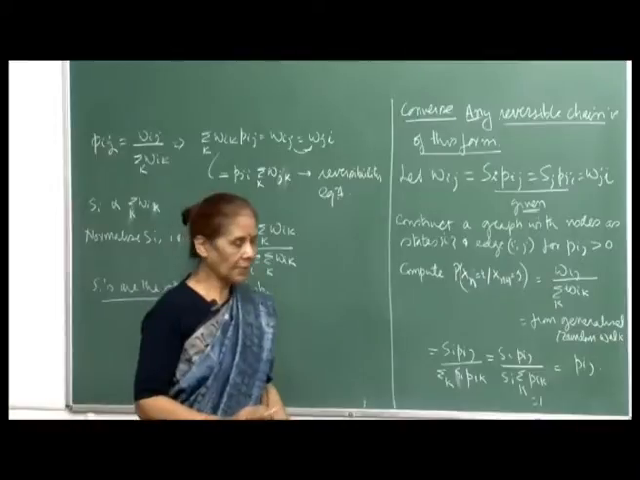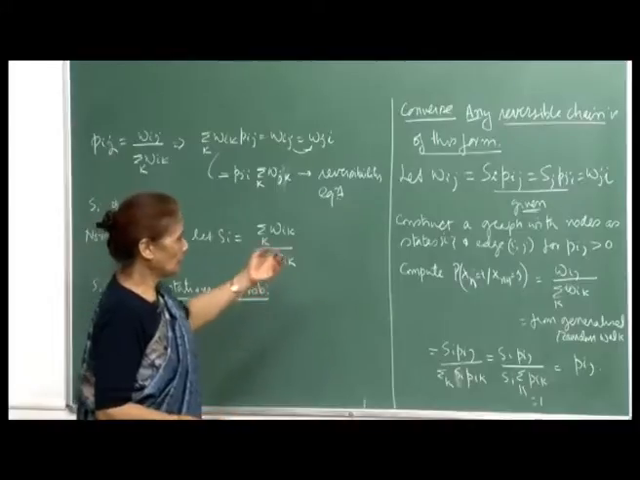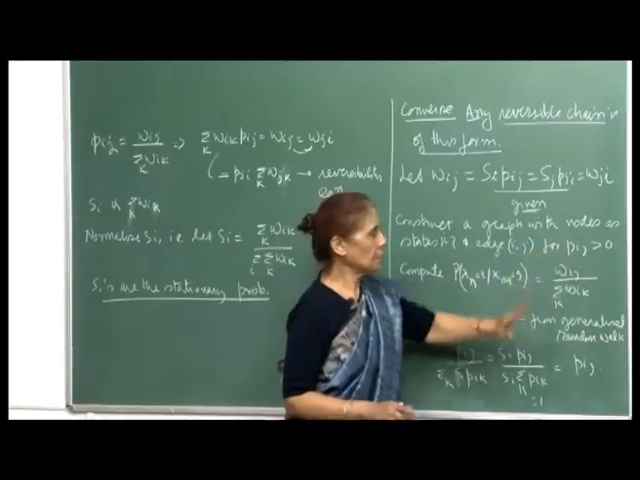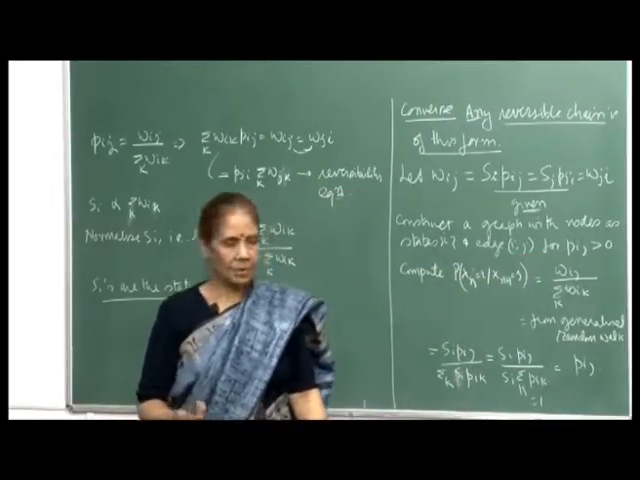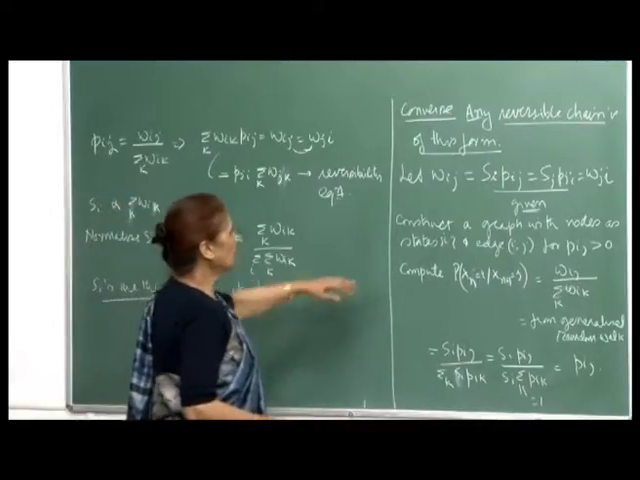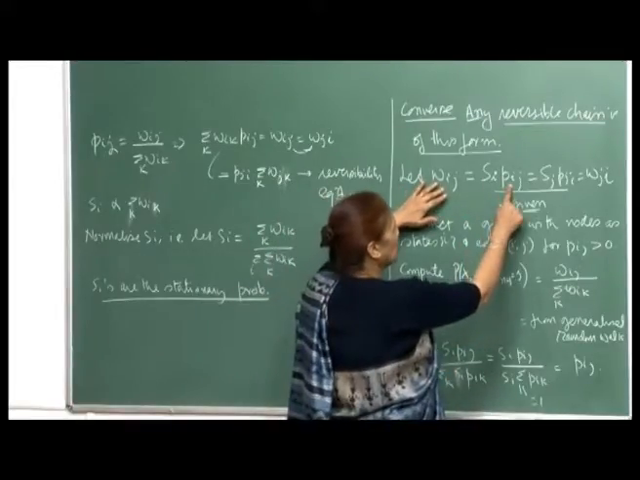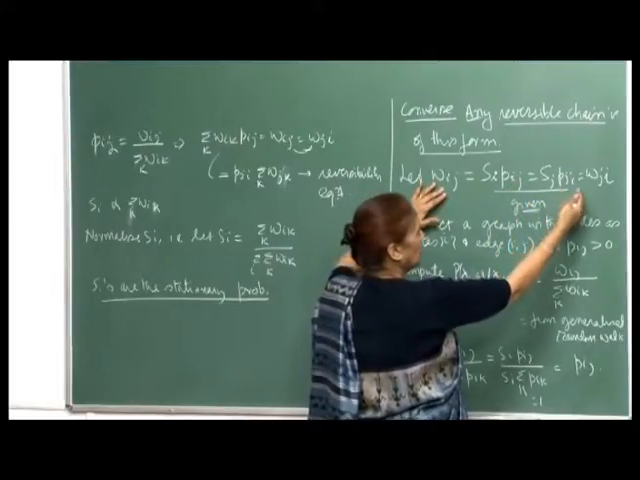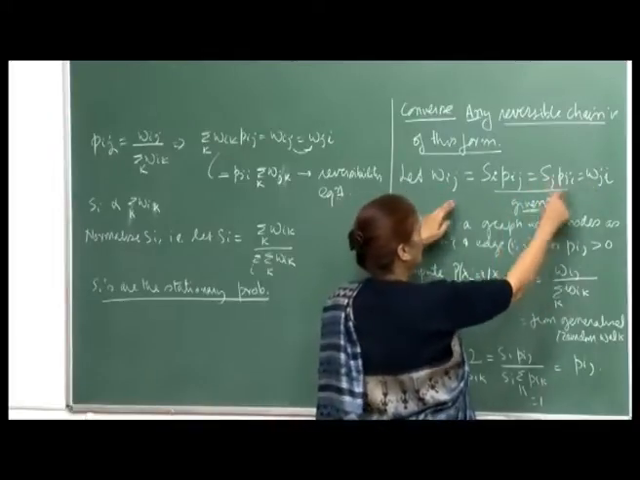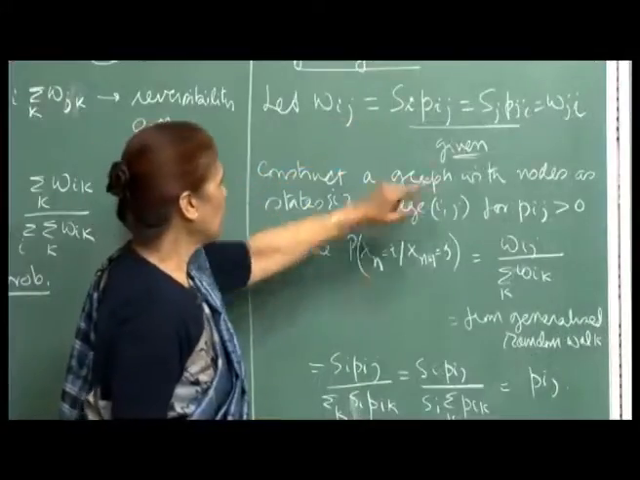Now, we will draw an undirected graph. We can construct a graph with nodes as states and edges ij for which Pij is positive. Wherever there is a positive Pij, the corresponding link will be there, otherwise it will not. Now, let me define the weights on the edges. Wij I will simply define as Si Pij, and by the same definition Sj Pji will be Wji. So, immediately you get that the weights are symmetric: Wij is Wji, by using this equation.